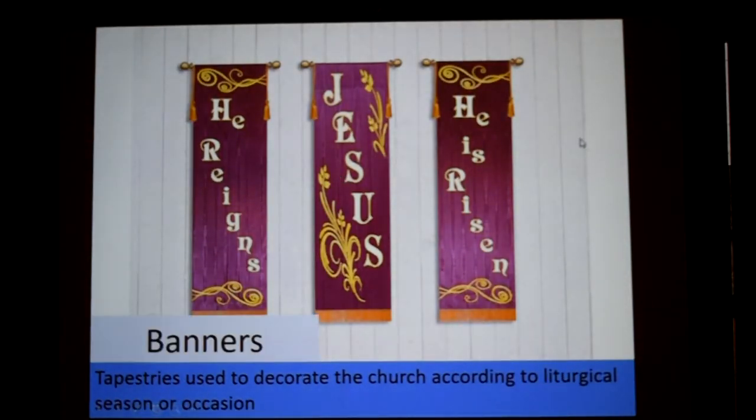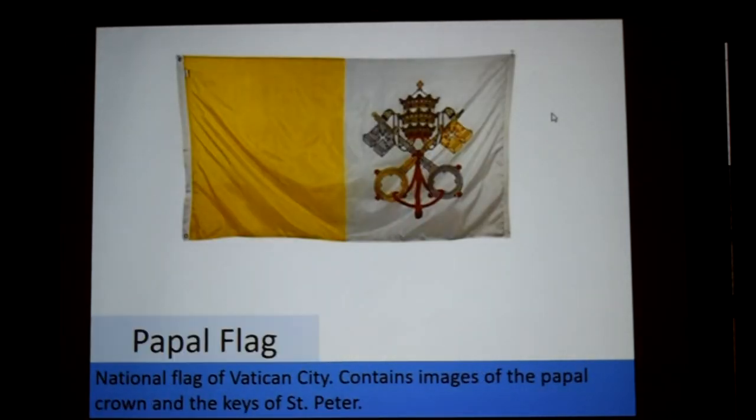Banners are tapestries. They have all sorts of things. That's probably more of a modern church. Well, probably not. But you see them in modern church buildings. The Papal Flag is the national flag of the Vatican City, which is an actual country. It's gold and white. The gold is a kingly color, and it has the keys of St. Peter because he is holding the keys to the kingdom. And this thing in the middle is the papal tiara, which we'll talk about later towards the end. It's the hat that the Pope used to wear. He doesn't so much anymore.